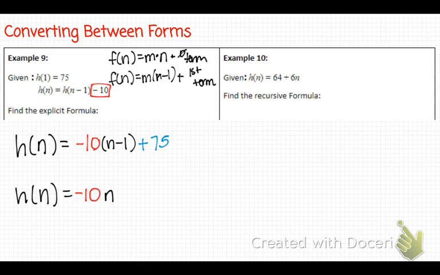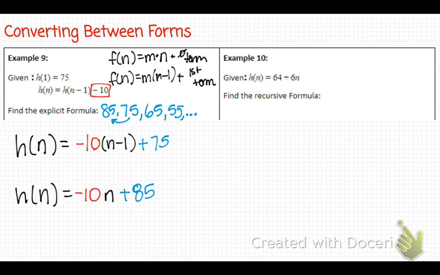Just n. And is my 0 term 75? No. Okay, so if I wrote this as a sequence, which you don't have to do, I'm subtracting 10 each time, right? So then how would I find my 0 term? I have to add 10. So what is my 0 term? 85. So then I would put a plus 85. So both of those are correct answers.